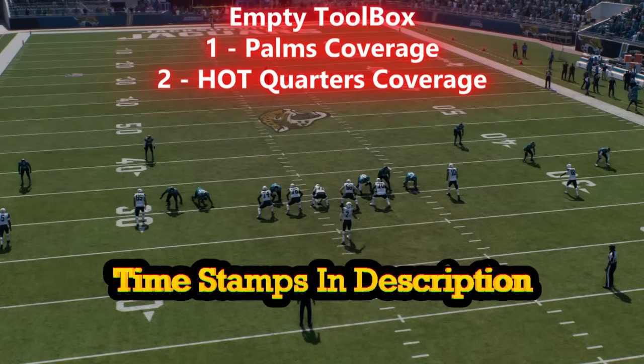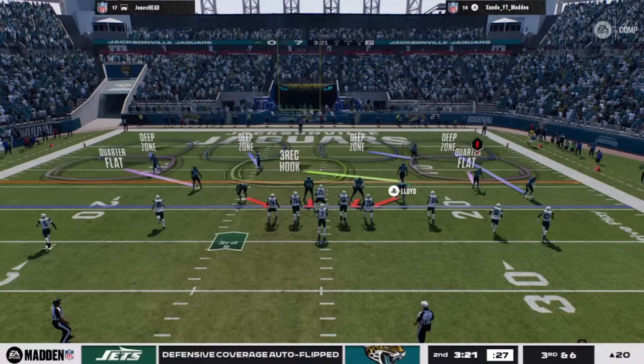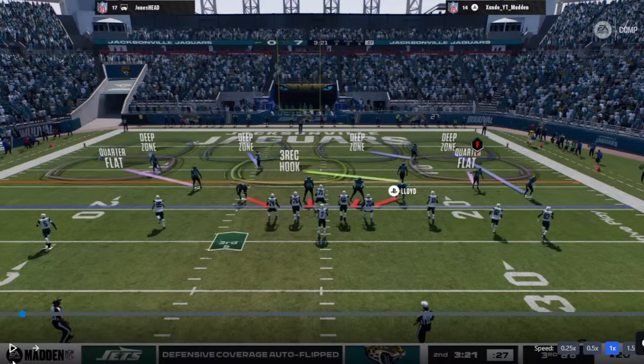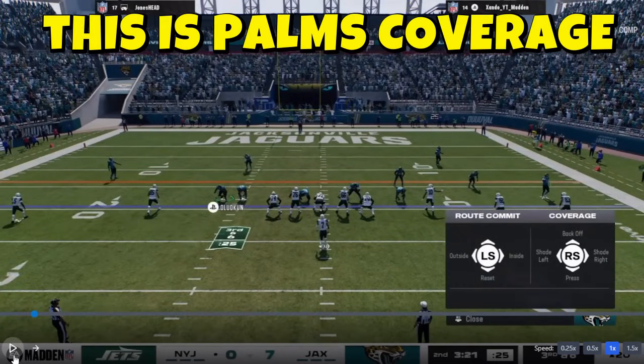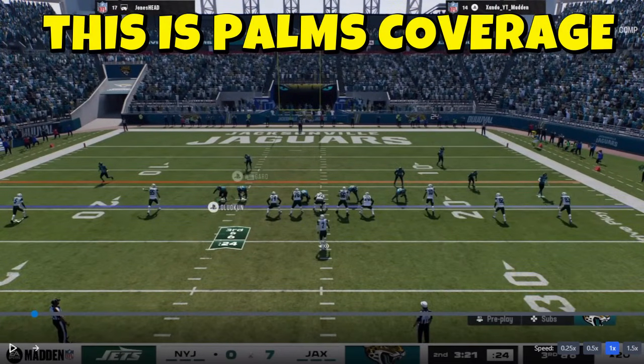I want to get into my most used defense against empty sets, and I'll show you the subtle. So I'll go ahead and get into the rules of the coverage really quickly. Notice how I moved the quarter flat down there.